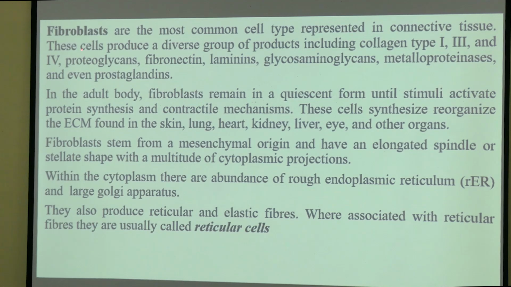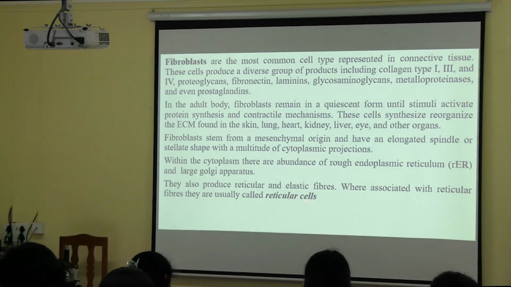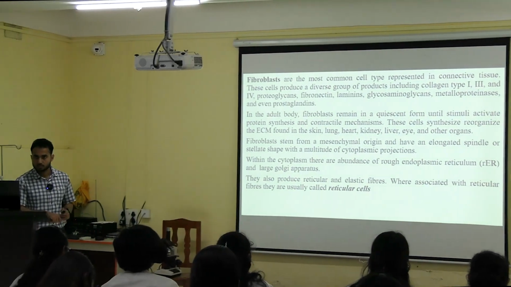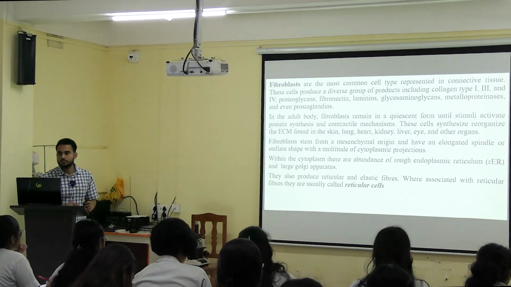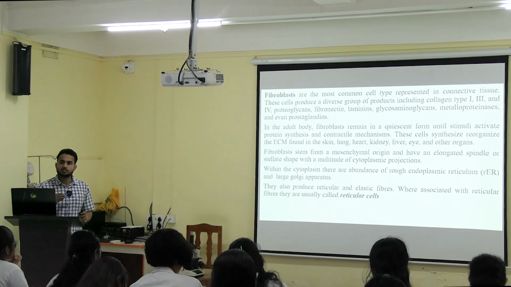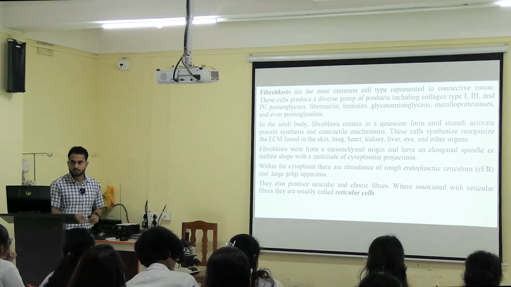Now, when the fibroblast is associated with the reticular fibers, then it is called a reticular cell. We'll be studying about the fibers also. So reticular fibers are there, and when the fibroblast is associated with reticular fibers, these are called reticular cells.